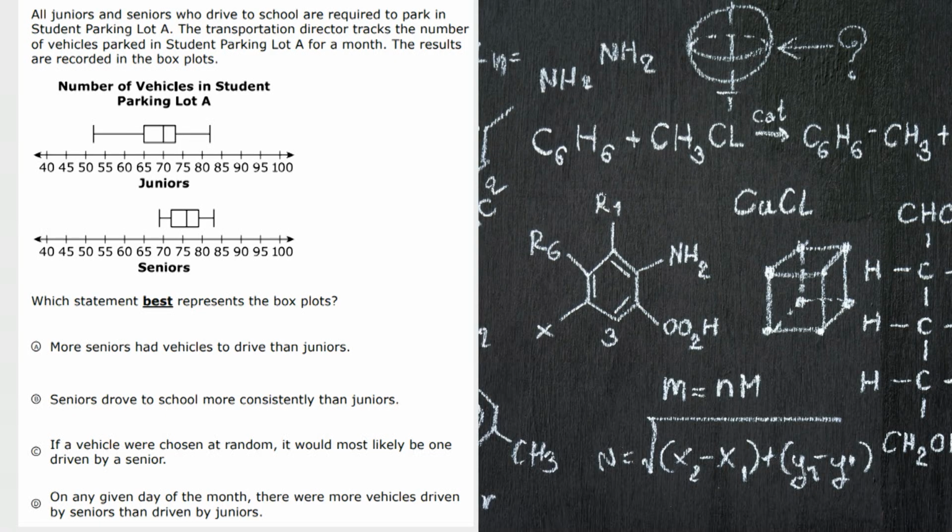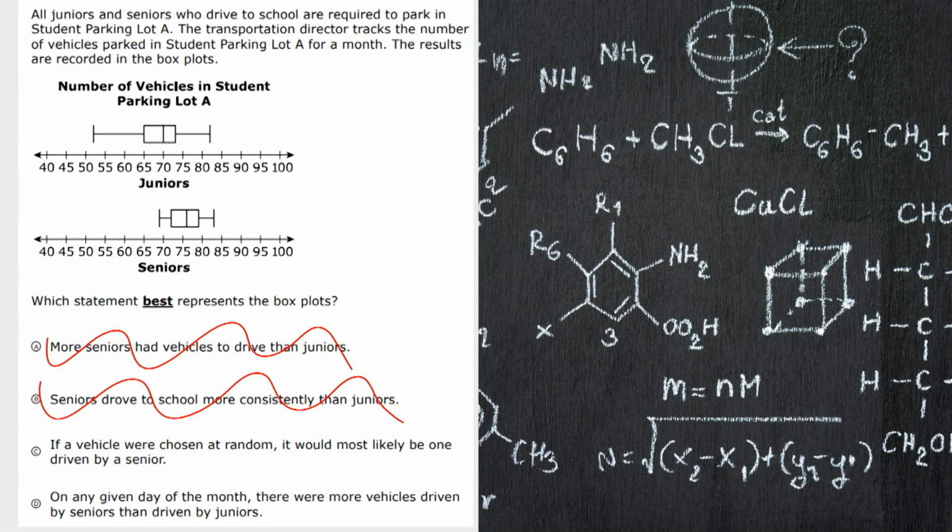Well, let's see. More seniors have vehicles to drive than juniors. Well, I can't necessarily say that is true. We just know about the juniors and the seniors that park in the parking lot. So I can't say that this is my answer. All right, the next one says, seniors drove to school more consistently than juniors. Not necessarily the consistency part that we're having to use and compare.